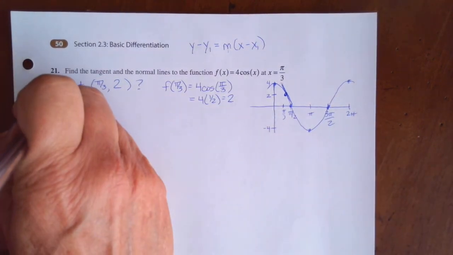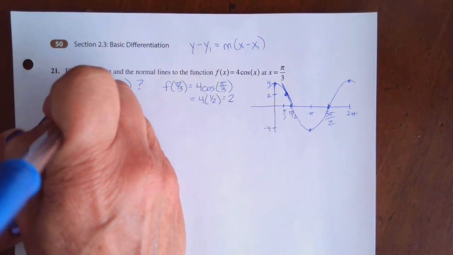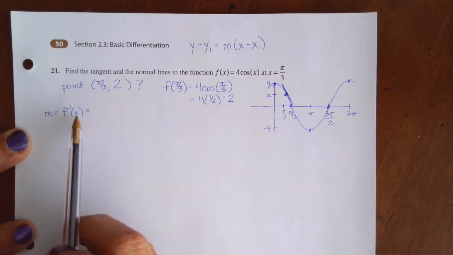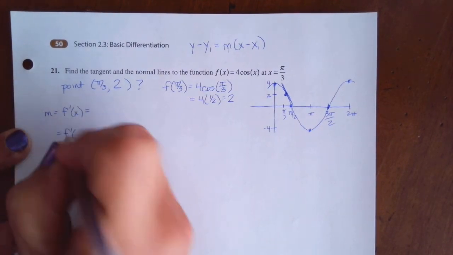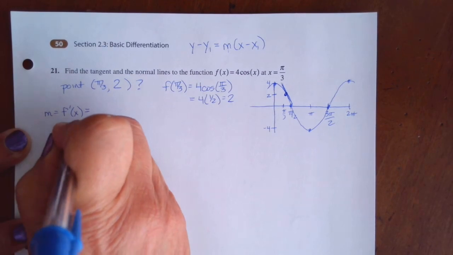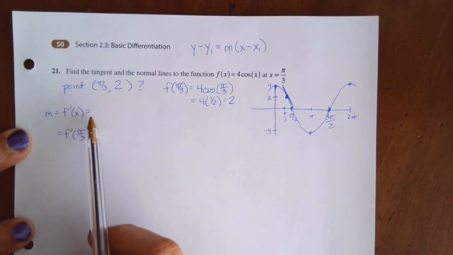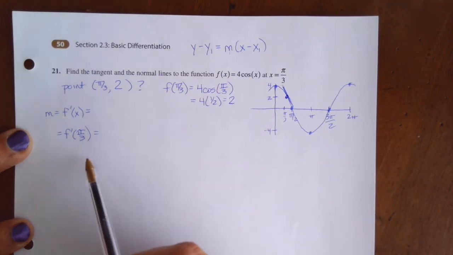All right, so to find the slope, we need the derivative. Remember, derivative is the slope, okay? So first I'm going to find the derivative function, and then from there I'm going to find the derivative at pi over 3. I need the number. So first I have to find the derivative function. I'm going to do the derivative of this, and then we're going to plug pi over 3 into that.